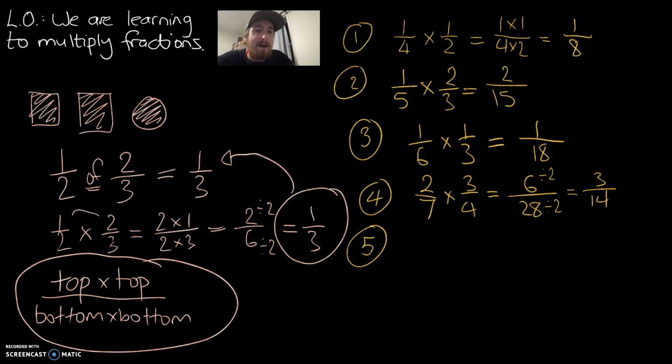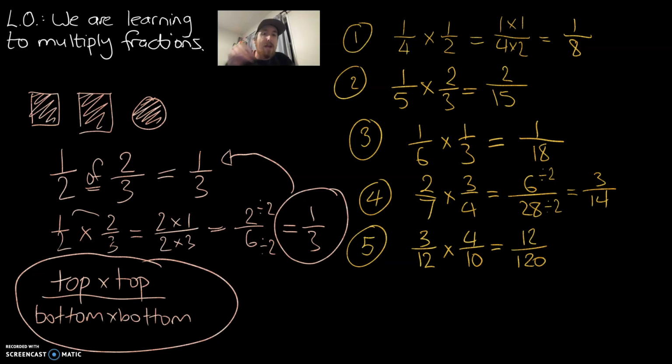So what about 3/12 times 4/10? So we're getting some bigger numbers now. So let's have a look. But the same rule still applies. Top times top, 4 times 3, that's going to get us to 12. Bottom times bottom, well, that's 12 times 10, that's 120.